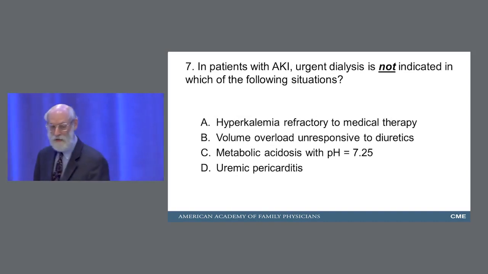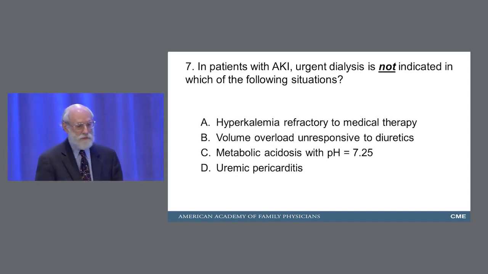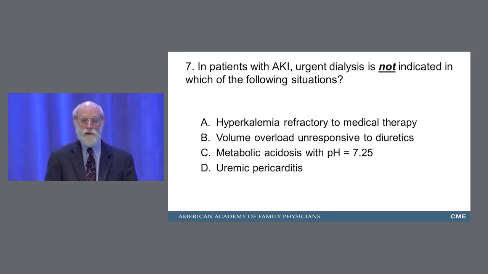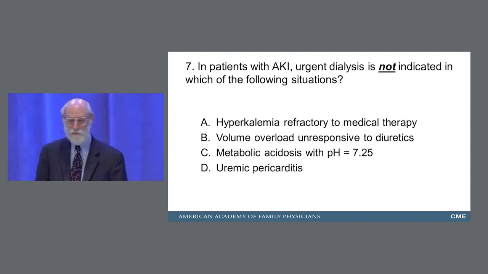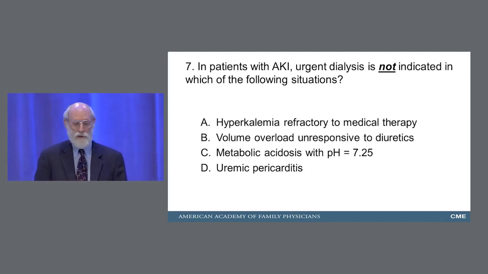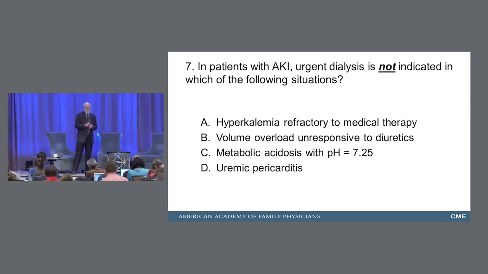Question 7. Patients with AKI, urgent dialysis is not indicated in which of the following situations? Hyperkalemia, refractory to medical therapy, not indicated now. Volume overload, unresponsive to diuretics. Metabolic acidosis, pH of 7.25. Uremic pericarditis. Where is urgent dialysis not indicated?